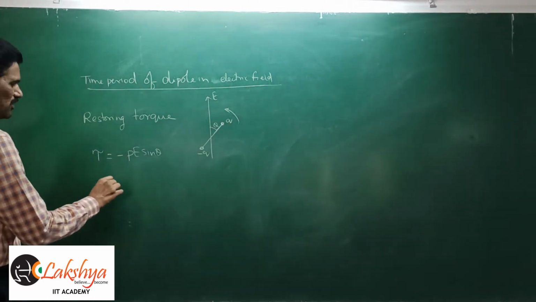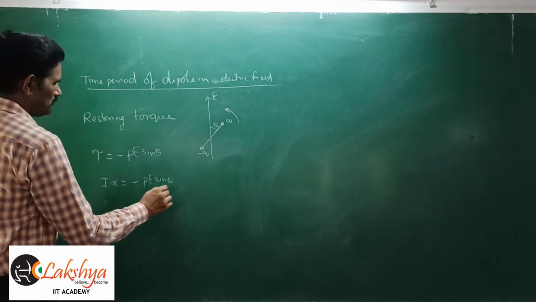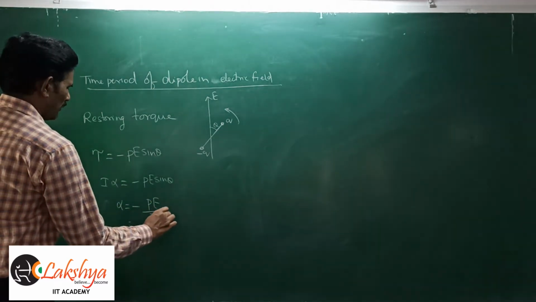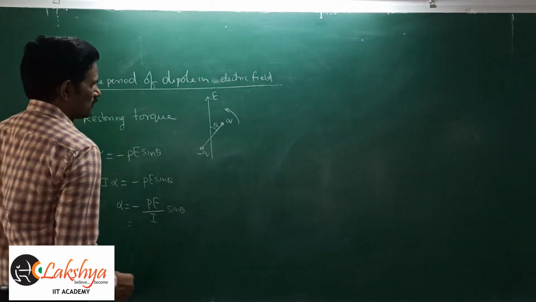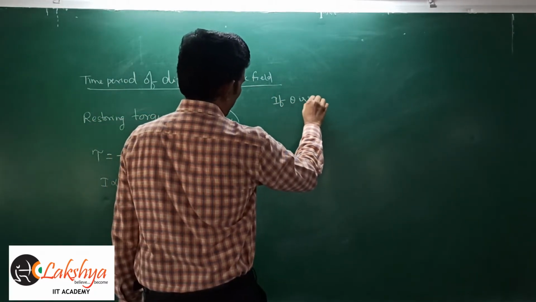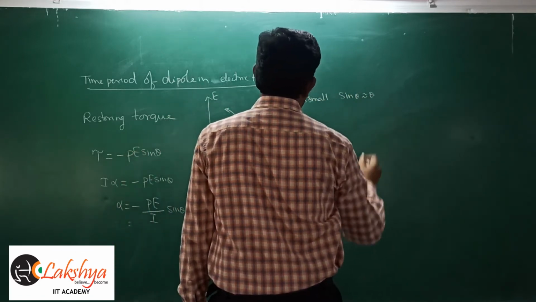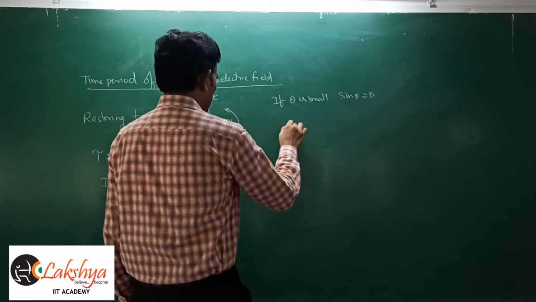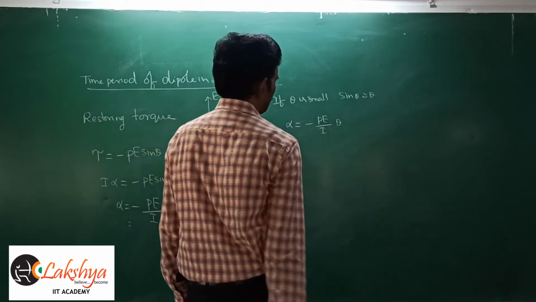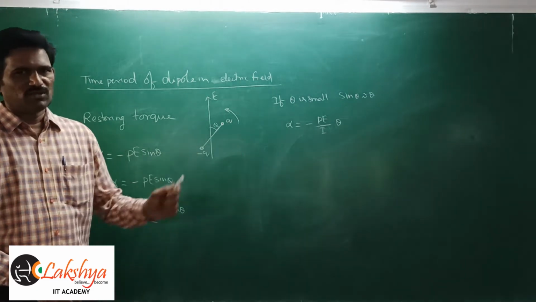And we know this torque we can write as I alpha. This is equal to minus PE into sin theta. Therefore alpha is equal to minus PE by I into sin theta. So if theta is small, then sin theta can be replaced with theta. And therefore this alpha is equal to minus PE by I into theta. So from this you can observe that this will be our condition for SHM.